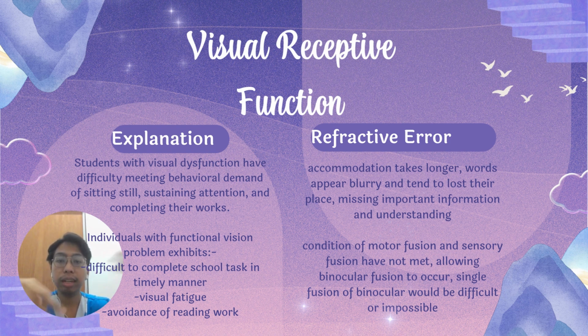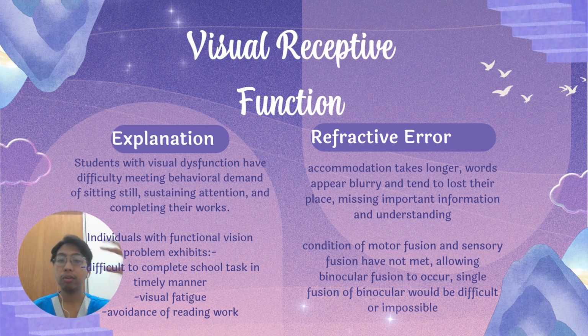Those with visual dysfunction have difficulty meeting behavioral demands such as sitting still, sustaining attention, and completing their work. If they have a problem with visual receptive function, how can they even give attention to the surroundings? That's why when it comes to sitting still, they need to have better visual receptive function to be able to sit longer.